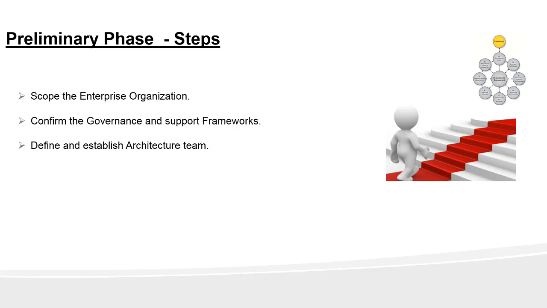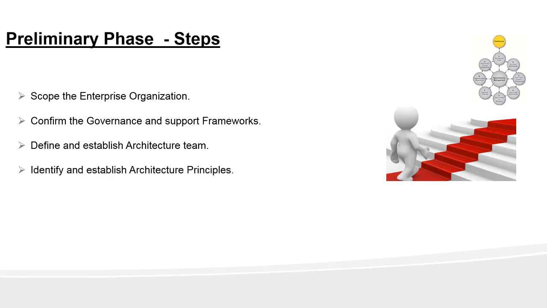Next step, define and establish the architecture team. It's critical to get a good team in place. It's very rare that just a single architect runs the entire organization. Usually in a large organization, you have a business architect, data architect, and technical architect. These are domain experts, and it's very critical to get these experts in the architecture team.